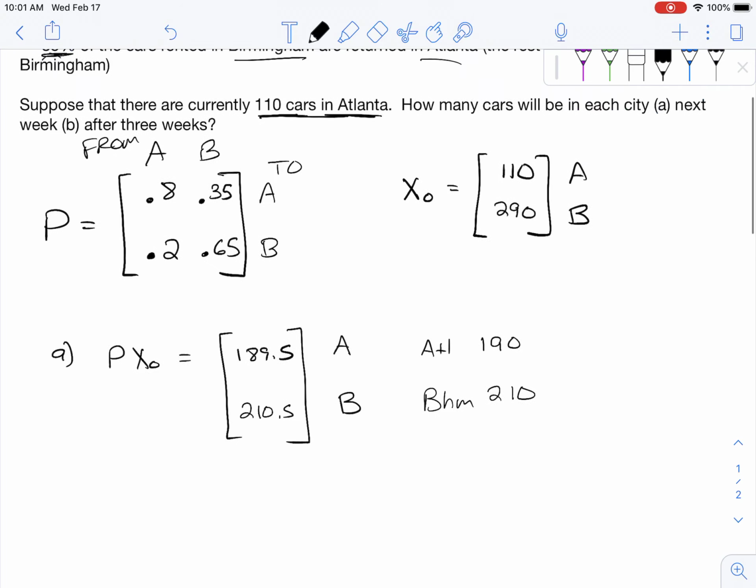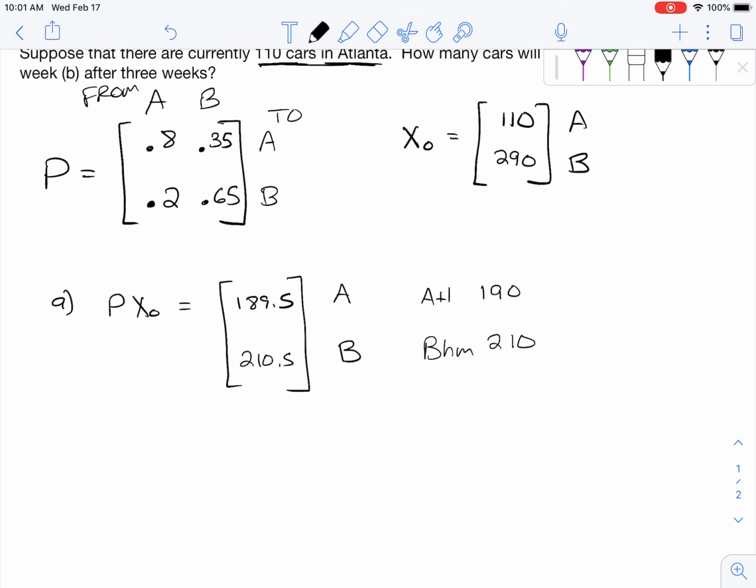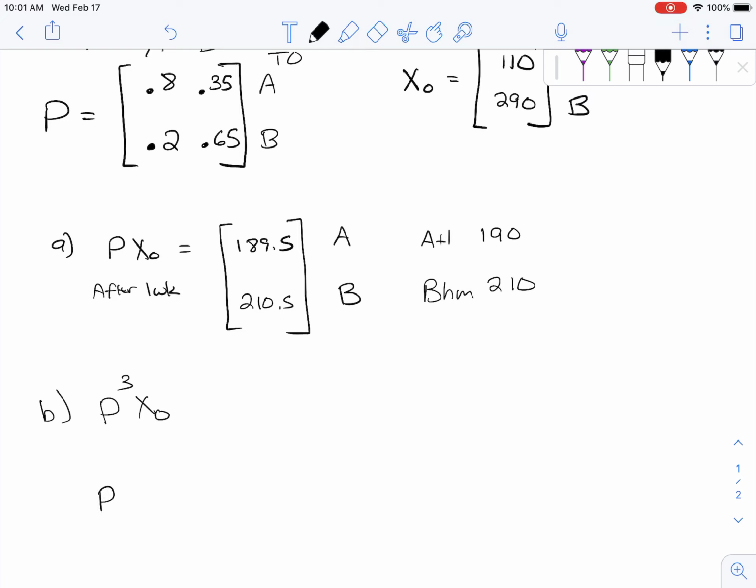All right, the second part B says after 3 weeks. So this is after 1 week. So to get after 3 weeks, what you want to do is do P to the third times X0. If you think about this, if you did P times P times X0, this gives you after 1 week, this gives you after 2, this gives you after 3.